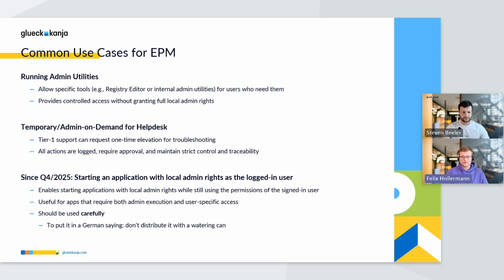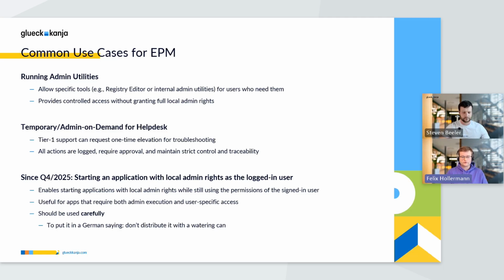Another use case is running admin utilities. You can permit tools like the registry editor or internal admin utilities for users and roles that need them without giving them full admin rights. Temporary admin on demand for help desk: Tier 1 support can use support-approved mode to request one-time elevation for troubleshooting. All actions are logged directly in Intune, and you have an overview of the approvals and traceability.